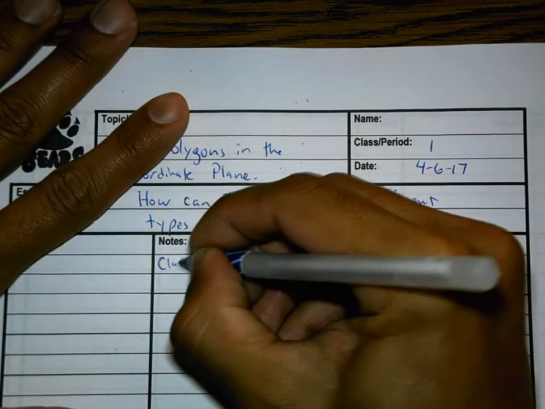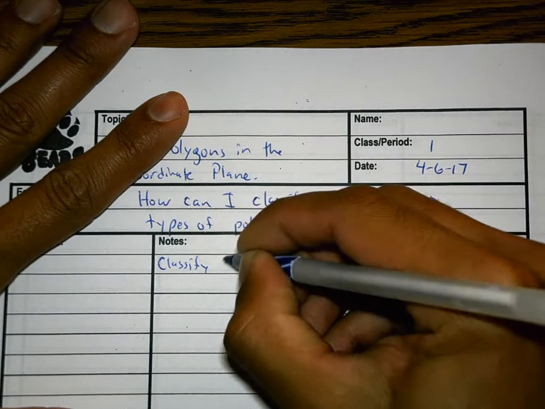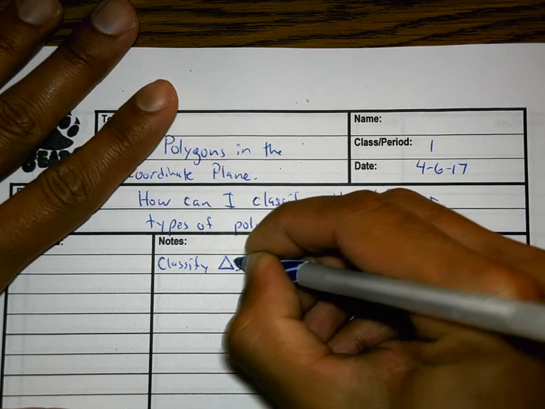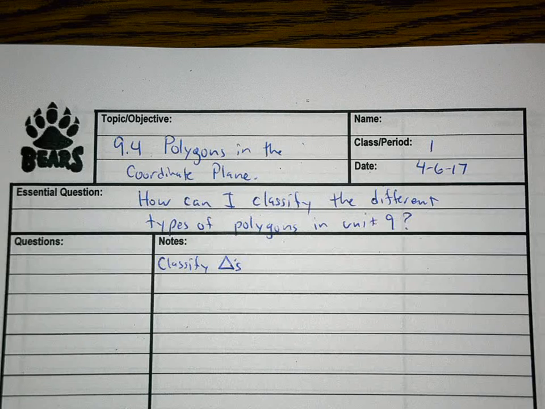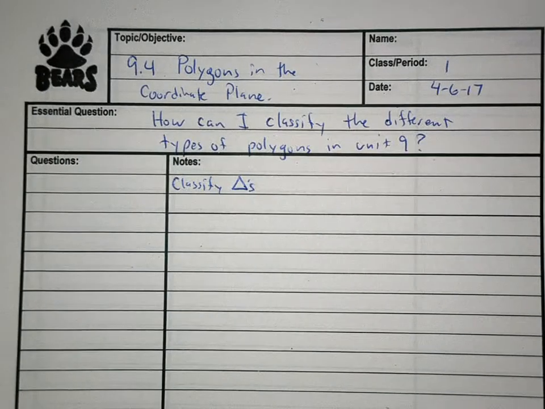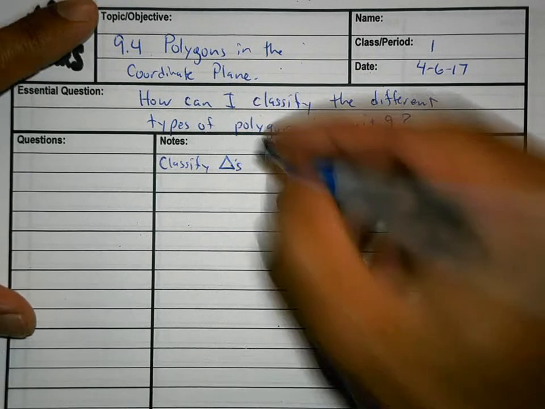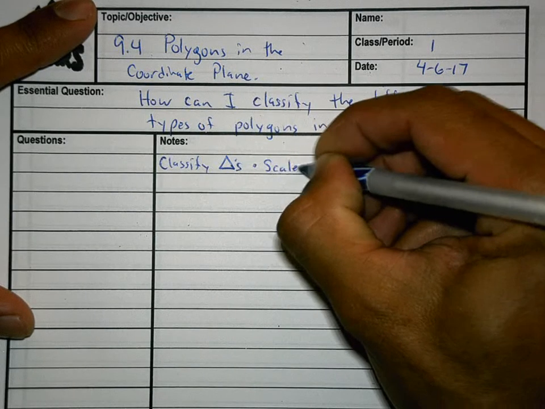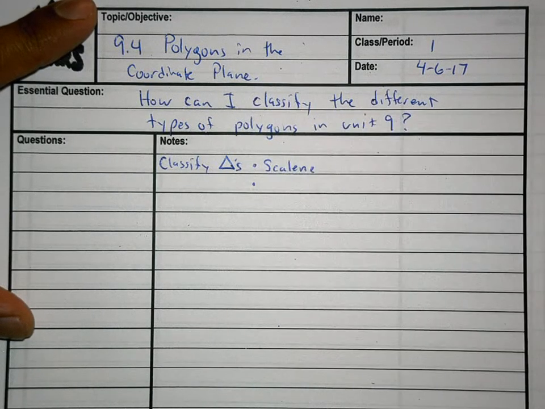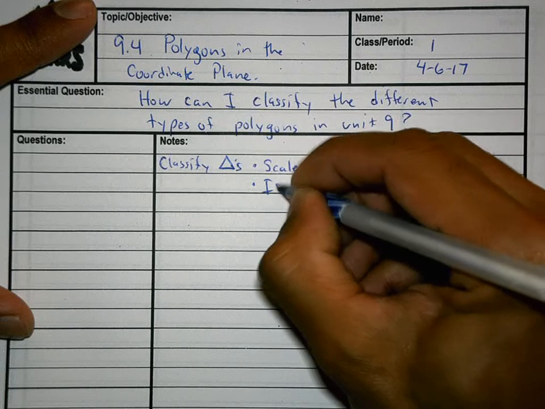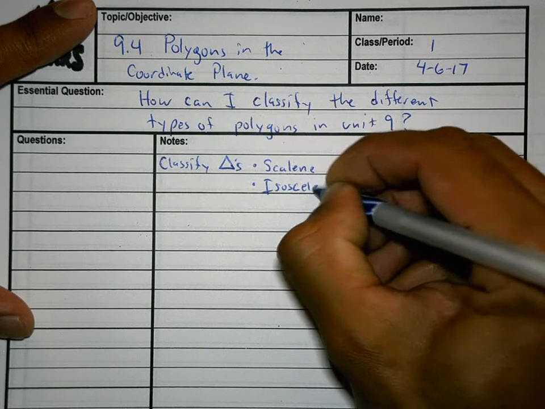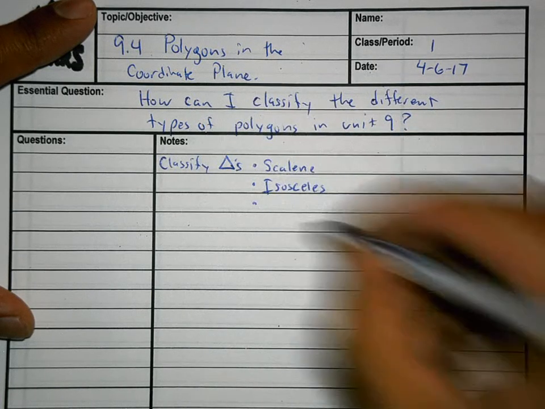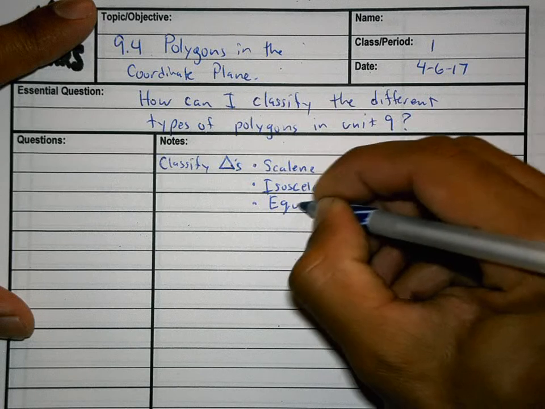How to classify triangles. There are 3 different kinds. I bet you know what they are. First one is called scalene. The second one is called isosceles. The third one is called equilateral.